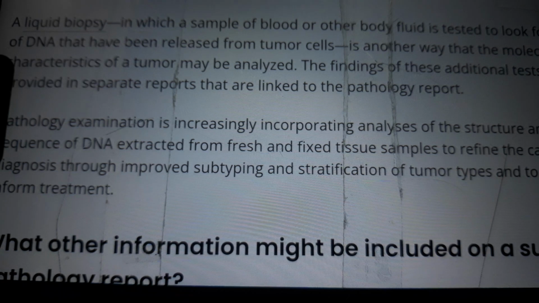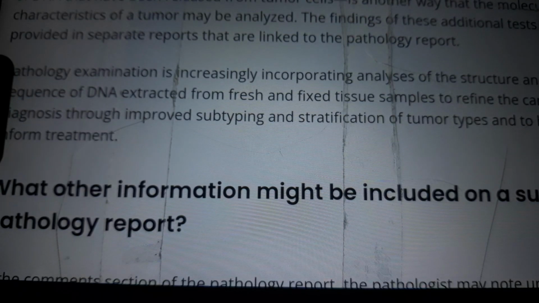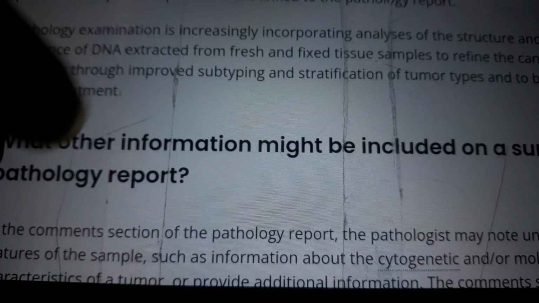A liquid biopsy, in which a sample of blood or other body fluid is tested to look for pieces of DNA that have been released from tumor cells, is another way that the molecular characteristics of a tumor may be analyzed. The findings of these additional tests may be provided in separate reports that are linked to the pathology report.